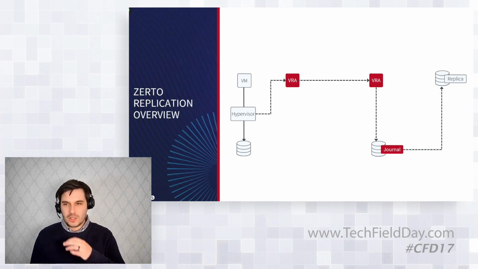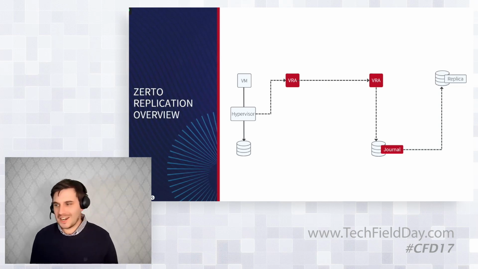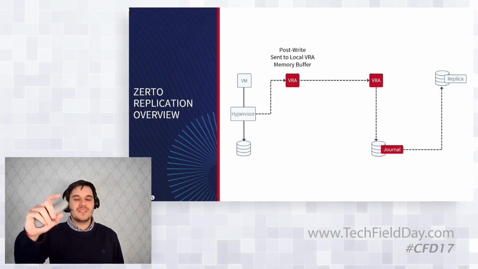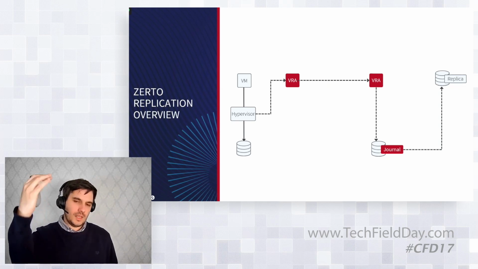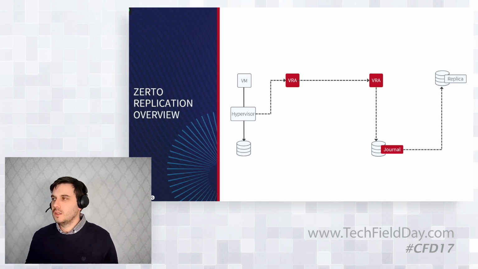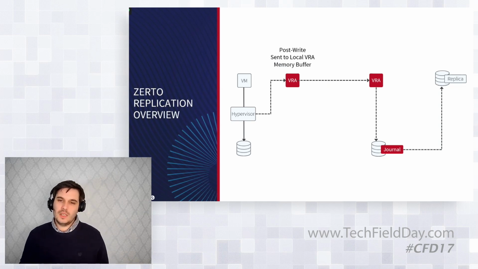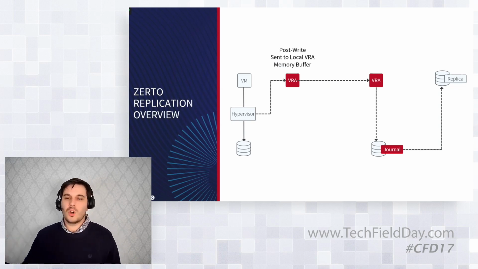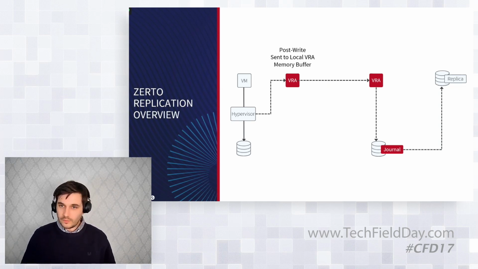So if we looked at the replication overview, the dice diagram hasn't actually changed from our normal one. I've just added an extra bit in it. As the VM sends data from the hypervisor down to the storage, Zerto normally always has done, always will do, essentially intercepts it in the hypervisor memory, takes a copy of it into the local VRA's memory buffer, and once we have it inside the VRA, normally what we do is we wait for the acknowledgement to come back from the storage array, and then we send it across.